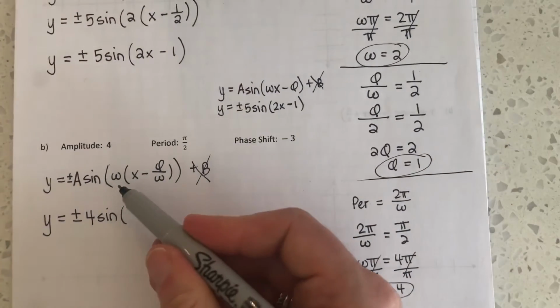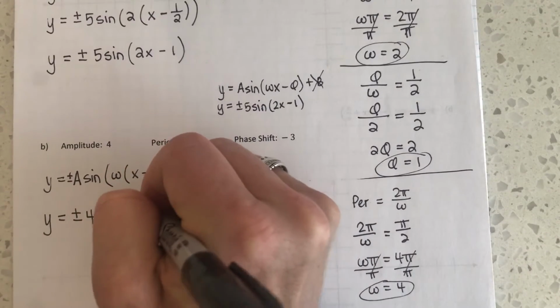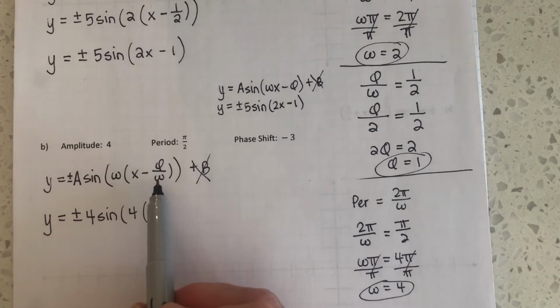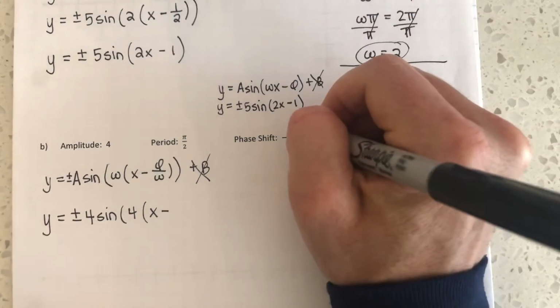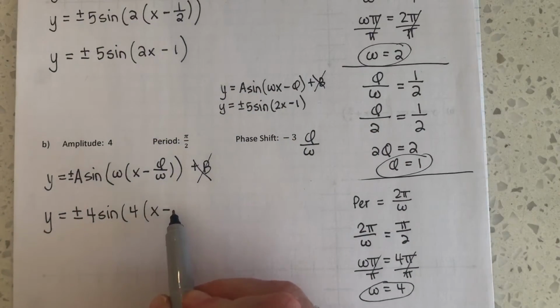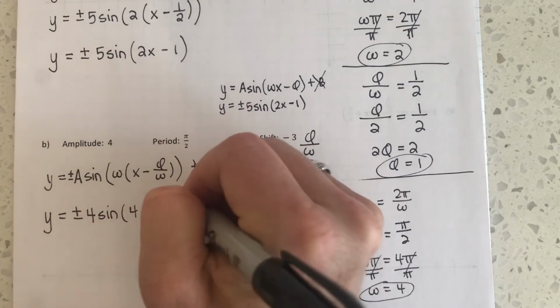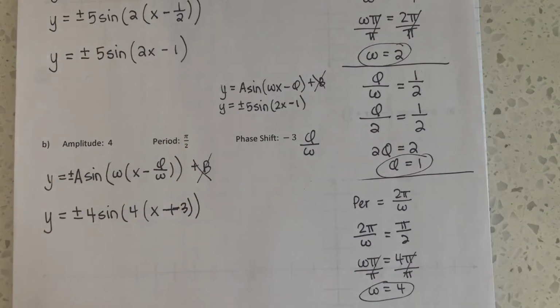Okay, so now we can put 4 into our equation for omega, and then it'll be x subtract phi over omega. Remember, phi over omega is your phase shift. So I can plug that in right now as x minus -3, and the minus minus turns to plus, right? And then I don't need a plus b because there's no vertical shift. So this is your transformed function.